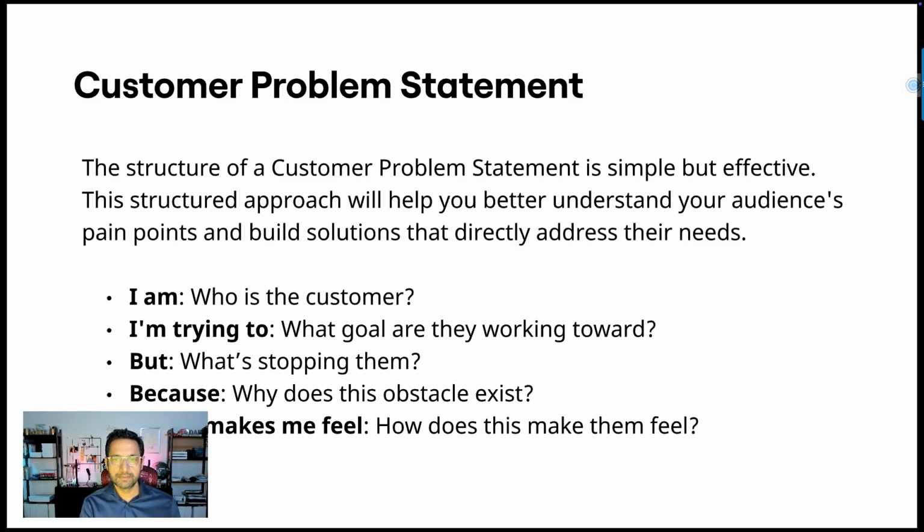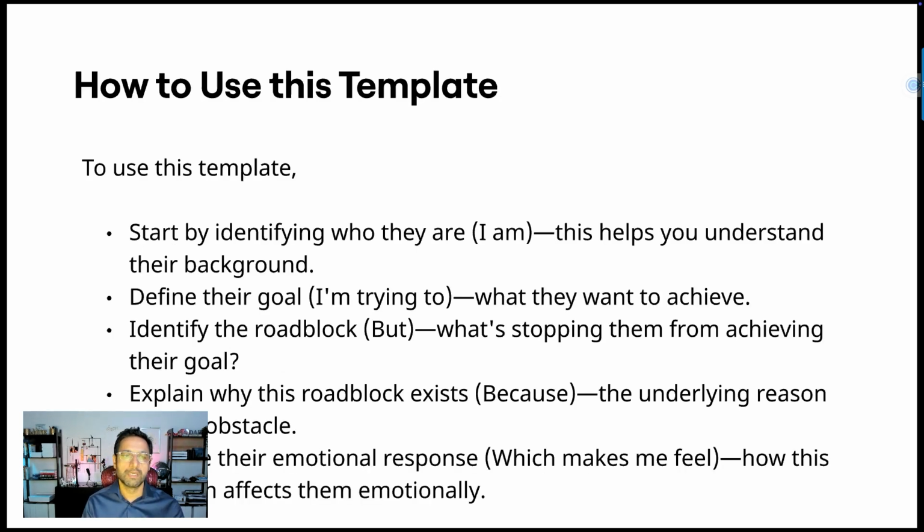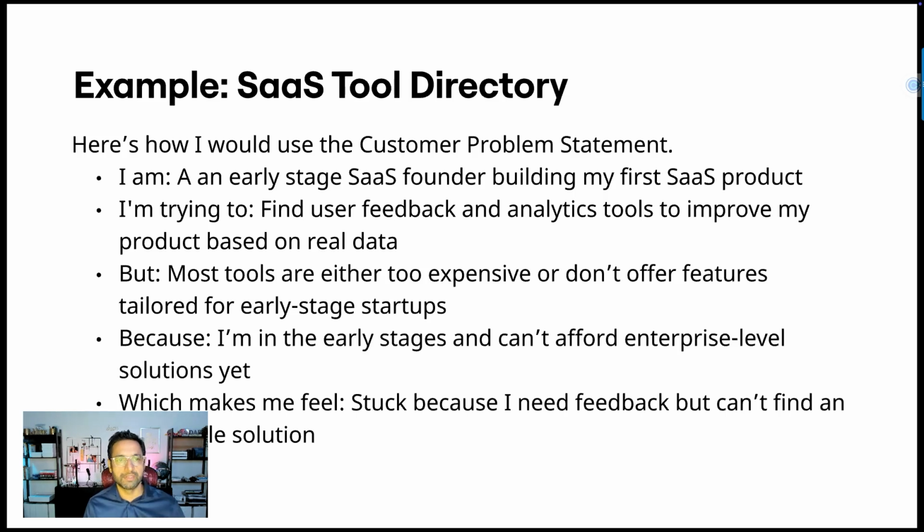You use that data to create a customer problem statement for your application. This is a very famous template that you can use. You can fill in who exactly your users are, what their background is, what they are trying to achieve, what roadblocks they are facing, and how this problem makes them feel. For the SaaS tool directory, this is one example of the customer problem statement. I'm an early stage SaaS founder trying to build my first SaaS product. I'm trying to find user feedback and analytic tools to improve my product and so on.